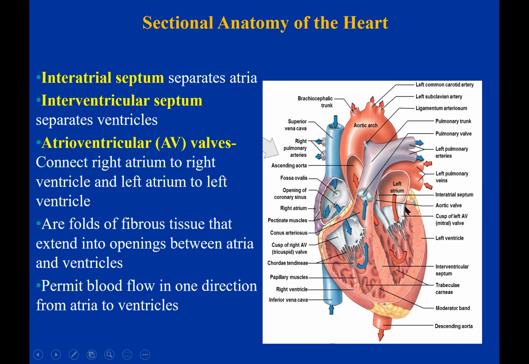There is a septum, it's called the interatrial septum, that will divide the two atria. The two ventricles are divided by another septum here. It's called the interventricular septum.